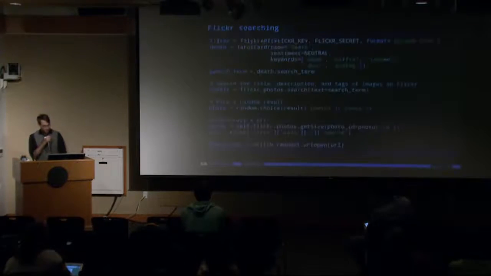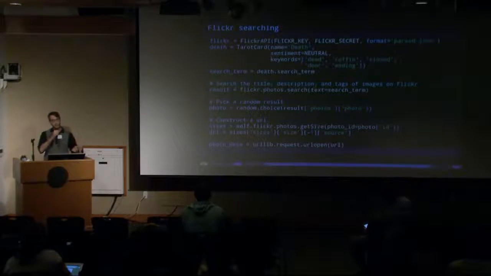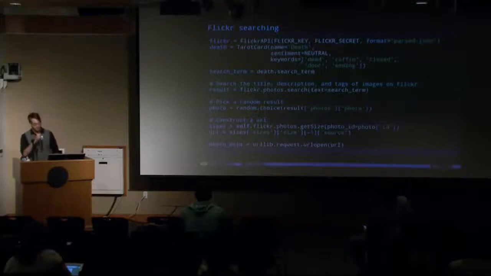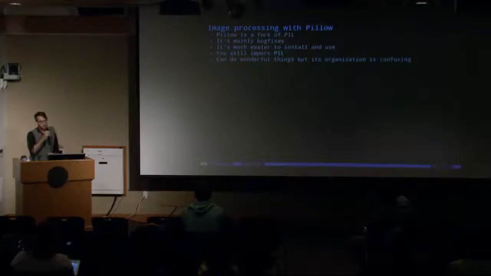So that's how this works: we make a card, we search Flickr, now we have an image, and now we want to do terrible, beautiful things to that image. So the bulk of this talk from this point on is going to be discussing a library called Pillow.